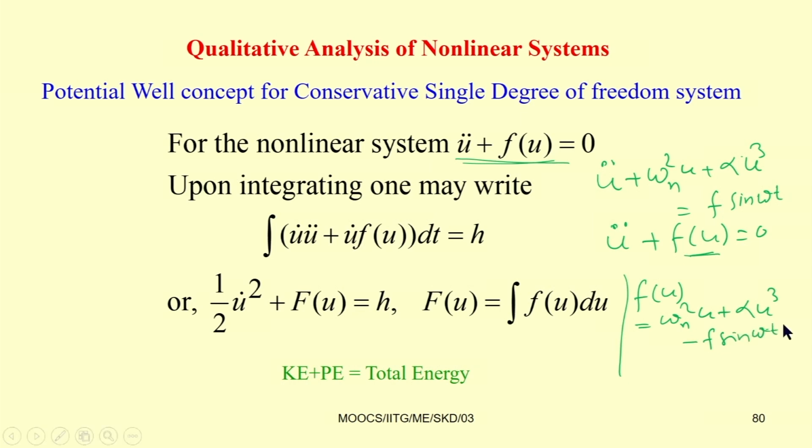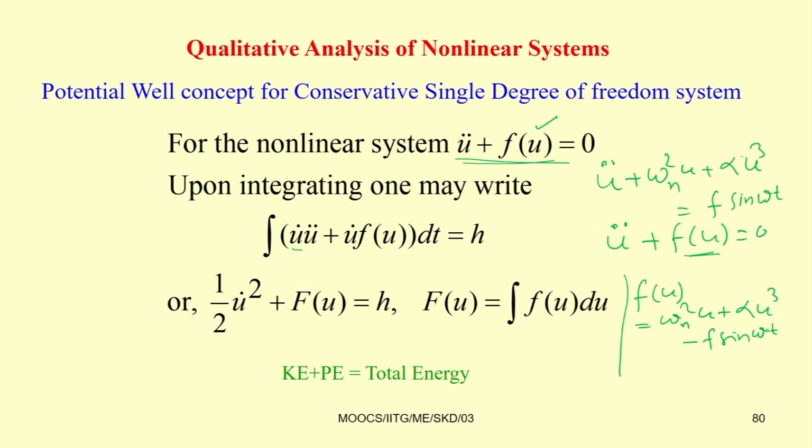All the equations you can write in this form, that is u double dot plus f u equal to 0. Now if you integrate this, you can write this integration in this form: you multiply u dot in this equation, left side and right side, and integrate it.